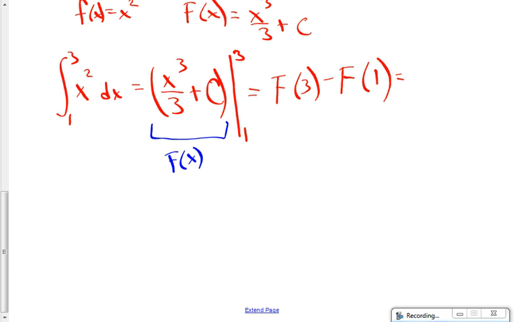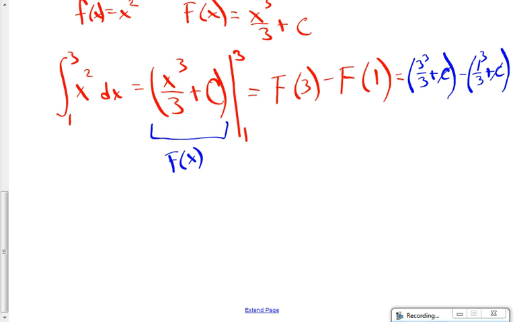Okay, so this integral evaluated is going to be 3 cubed over 3 plus c minus 1 cubed over 3 plus c. We'll take care of the c's in just a minute. If you're good with the distributive property, you already know what happens to the c's. What happens to the c? The c's are gone. I've got positive c and negative c, and I add them together. The c doesn't matter. The c is gone.